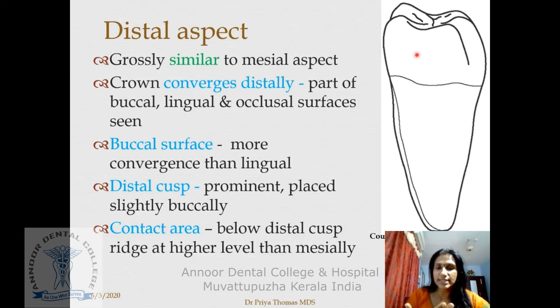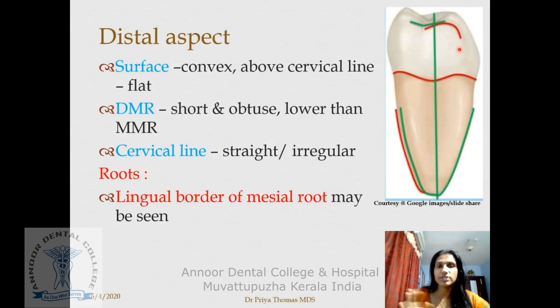Now when you look from this aspect, your distal cusp is what is going to appear more prominent, because this cusp is present towards this side, and remember this is present at the corner of your distobuccal region. So it is tilted, so you can visualize the cusp from your buccal side also from your distal side. The contact area is just present below your distal cusp, and it is slightly higher than your mesial contact area. So here this contact area is placed at a greater height when compared to your mesial aspect. The surface, when you feel, is going to be convex throughout, except near your cervical line, which is going to be flat. So this part is going to appear flat. The remaining part is going to be convex.